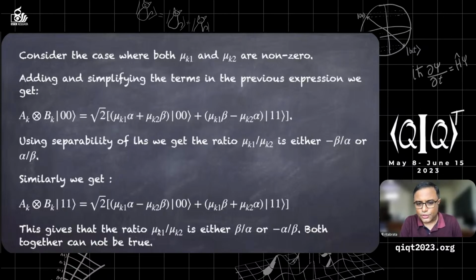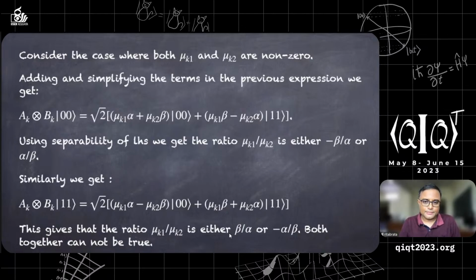So after all these things, you get this mu K1 by mu K2 will be again, now here comes the problem. It is either beta by alpha or minus alpha by beta. But you see, for the first one to hold, actually, that AK tensor BK on 0, 0, if you consider the first case that this ratio is minus beta by alpha, then from the second equation you get it is actually alpha by beta.